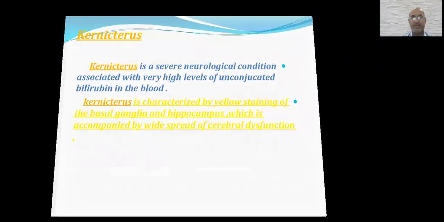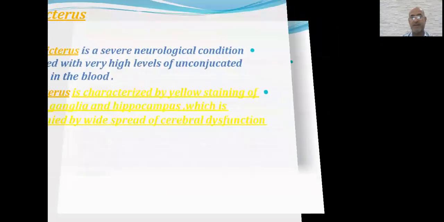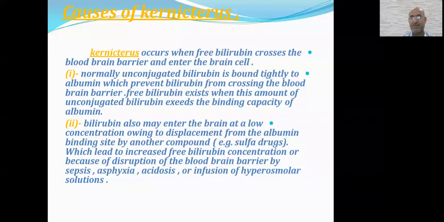Cause of kernicterus. Kernicterus occurs when free bilirubin crosses the blood-brain barrier and enters the brain cell. So free bilirubin, of course, is indirect. Normally, unconjugated bilirubin is bound tightly to the albumin, which prevents bilirubin from crossing the blood-brain barrier. Free bilirubin exists when the amount of unconjugated bilirubin exceeds the binding capacity of the albumin.